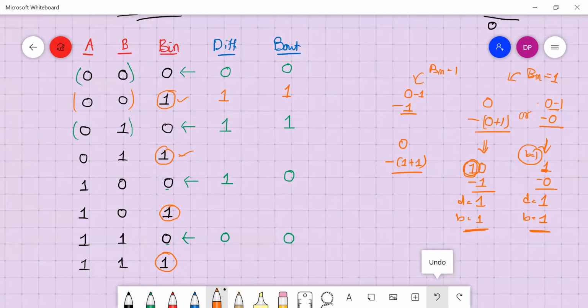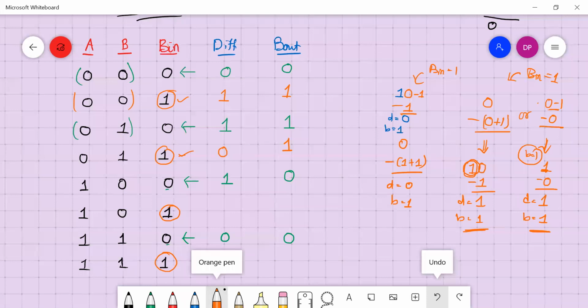So 0 minus 1. Is it possible? It's not possible. Okay. So in order to perform 0 minus 1, we have to borrow a 1. So this is 2 minus 1 and we have borrowed a 1. If you have borrowed a 1, B will be 1. And we are going to calculate the difference here. This is 2 minus 1. 2 minus 1 is 1. 1 minus 1, 0. So difference is 0, borrow is 1. Similarly, if you do it the other way, you are going to get the same thing. Difference is 0, borrow is equal to 1.